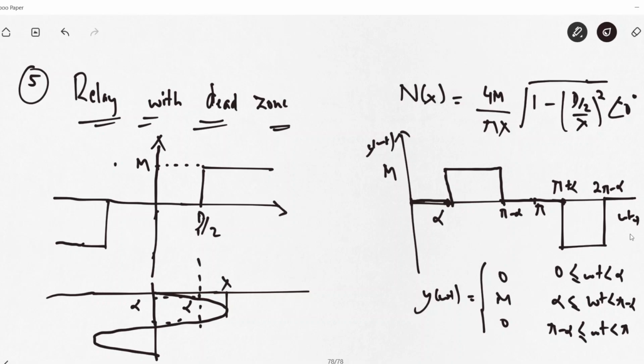We'll try and derive some more non-linear describing functions in the next session before we proceed to the analysis using the describing function. So that is all for the session.